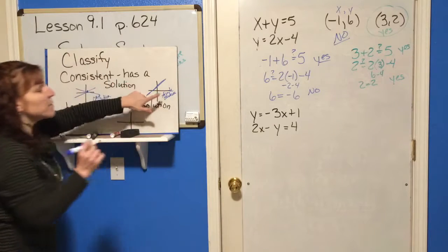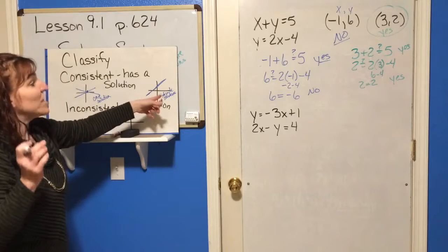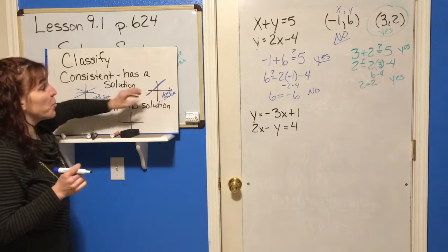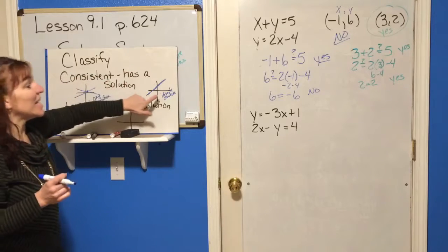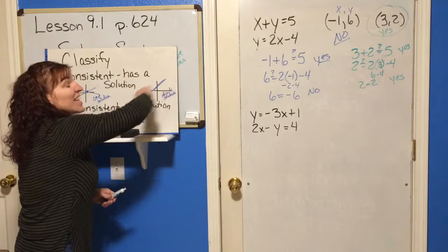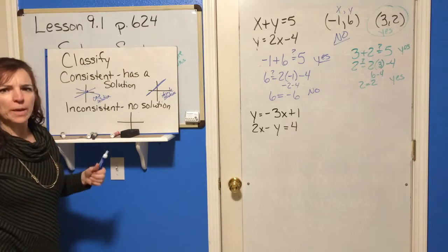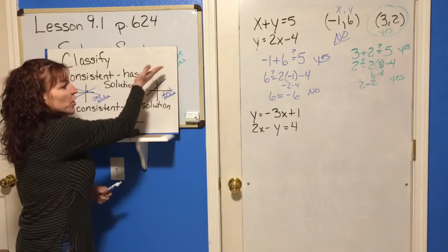Now, this isn't the same as all real numbers. It's not all real numbers. You do have an infinite number of solutions, and all of the points along that line are solutions. So your answer is consistent with infinite solutions. It's all of the solutions to that specific line. That's not the same as all real numbers, and not every number on this graph is a solution, just the ones that are on that line.